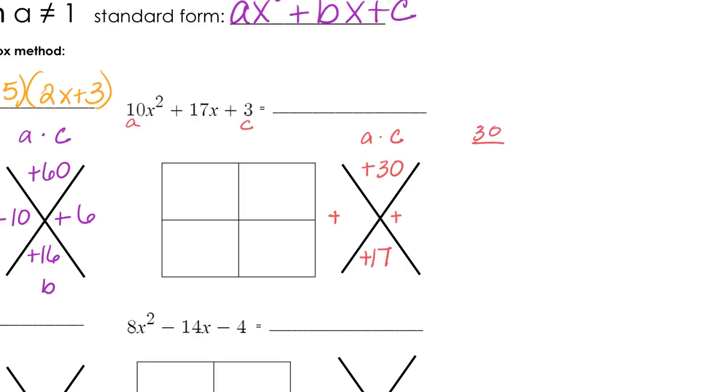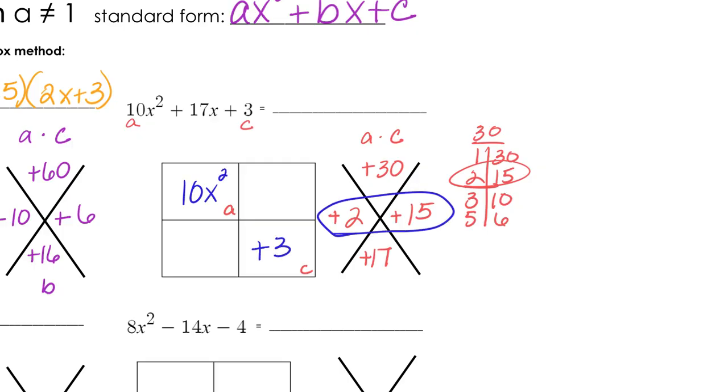I'm going to list my factors of 30. So 1 and 30, 2 and 15, 3 and 10, and 5 and 6. So I need to look at which ones I can add to be 17, and it looks like it's going to be 2 and 15. So from here, I am going to put my a term here, my c term there. So then I would have 10x squared here, plus 3 here, and then the two pieces that we found would go here. So plus 2x plus 15x. It doesn't matter which one goes where. They are interchangeable.